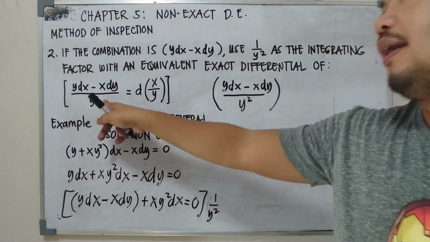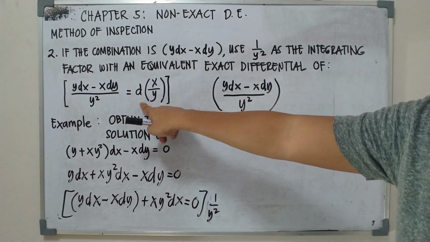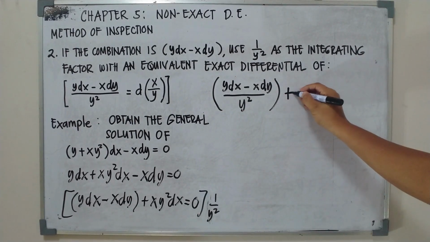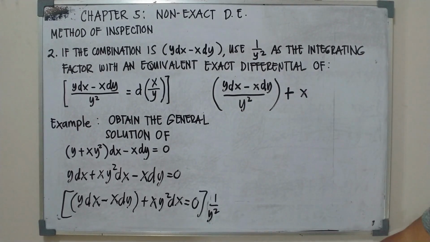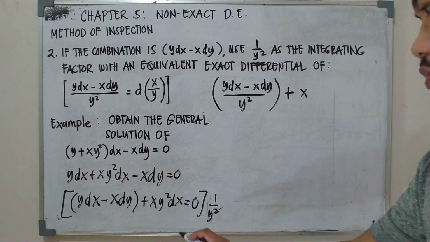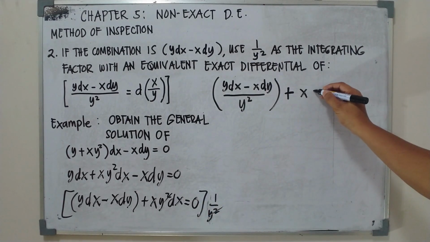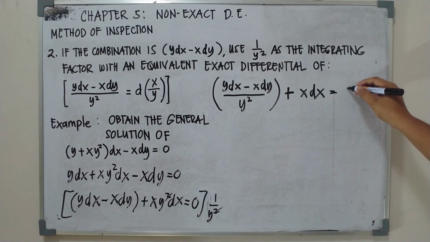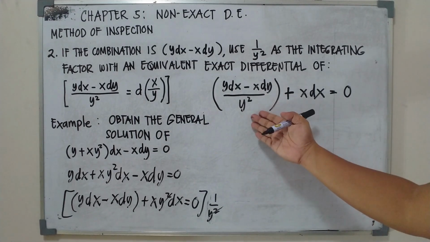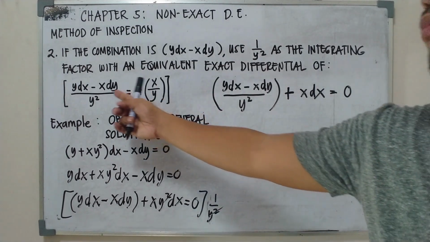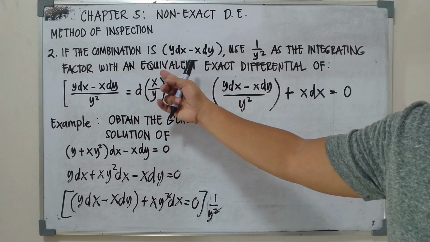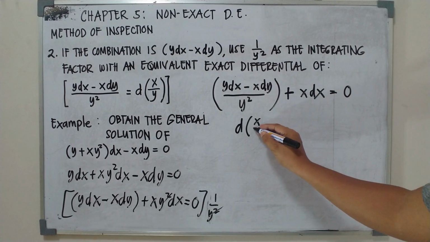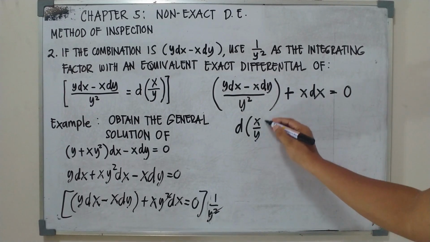Combination multiplied by the integrating factor is ipapalit natin itong the differential of x over y. Ito na yon. Then plus yung ating x. Okay? X na lang matitira kasi makakancel out na yung y squared. X multiplied by dx. And this is equals to 0 times 1 over y squared is simply equals to 0. So you have this combination already. Then ipalit mo na yung equivalent niya. So the differential of x over y. So this is d multiplied by x, or simply the differential of x over y.